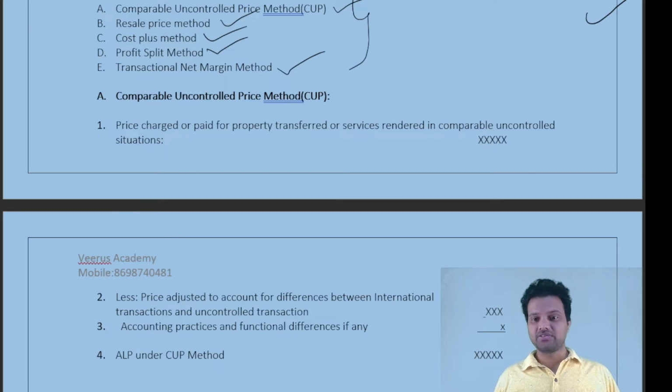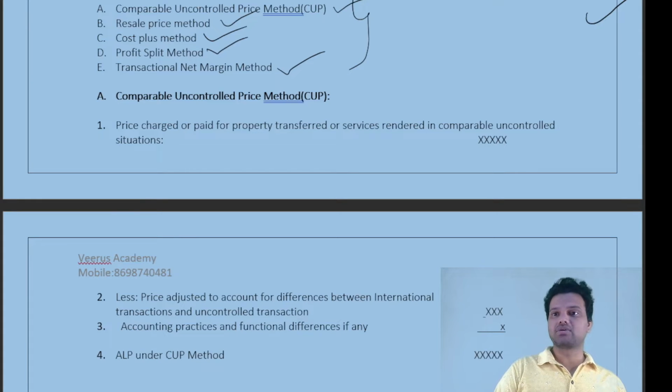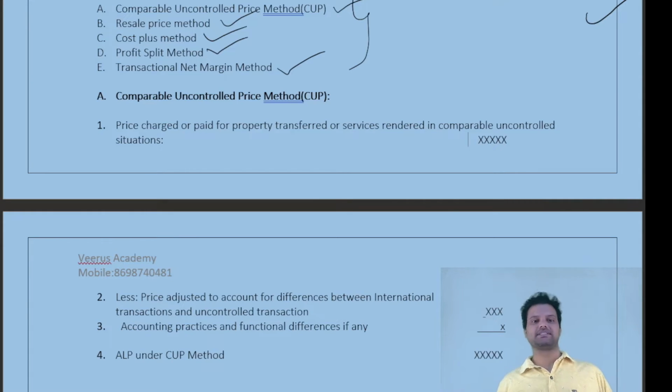Now we are looking into the first method. First method, comparable uncontrolled price method, simply called the CUP method. So what is this method all about? The name itself is giving some clue to us. So what exactly is this method going to do? It is actually comparable. That means it is comparing.